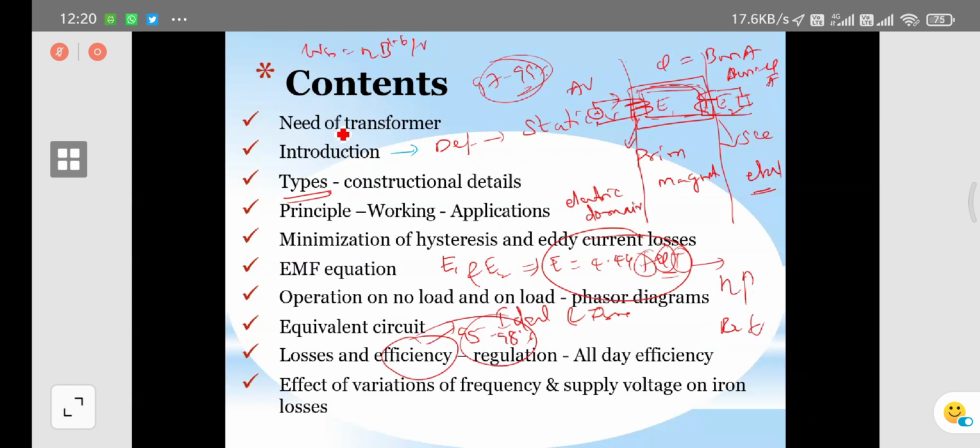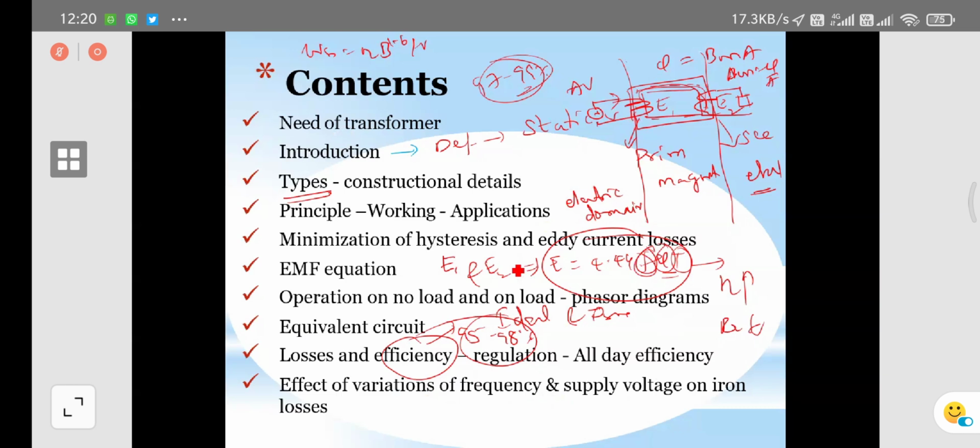The hysteresis loss is proportional to frequency. It is also proportional to Bm to the power 1.6. So the B is proportional to hysteresis losses, meaning the flux is also proportional to hysteresis losses. Thereby there will be an effect of variations in frequency and supply voltage. Why?